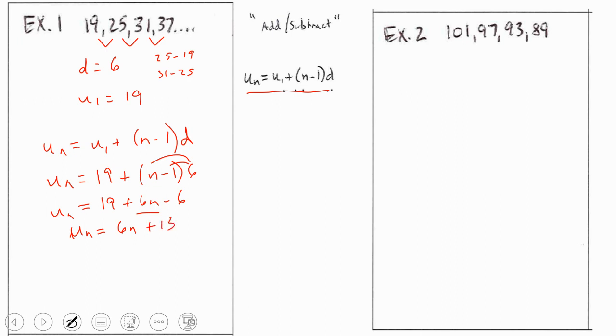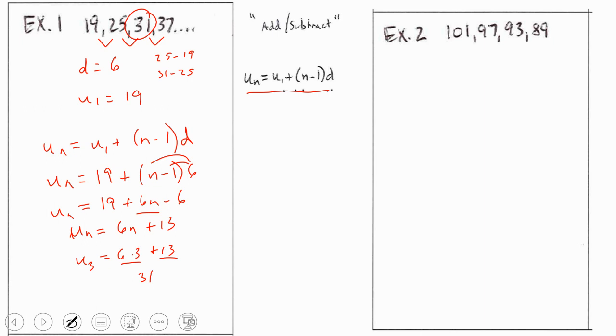And you can check it. If you plug in n equals 3, that would find the third term. So 18 plus 13 is 31. So that you can check it to see if it works. That is the general term formula.